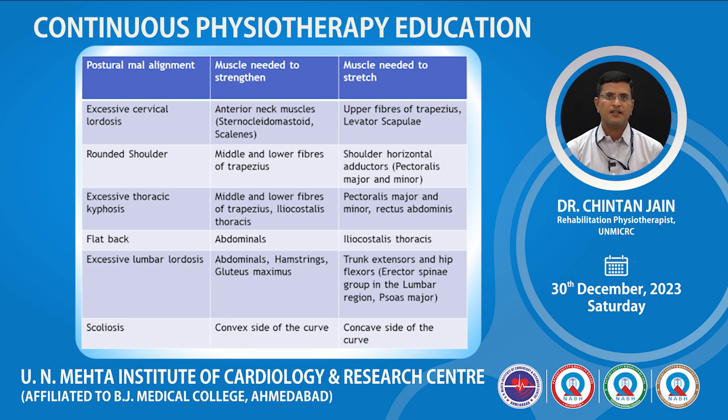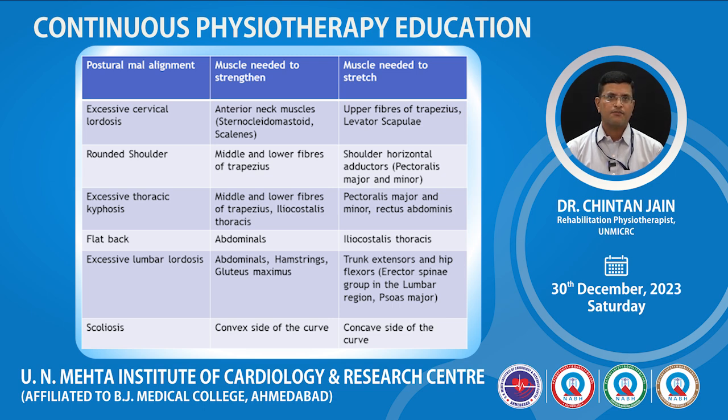Third one is excessive thoracic kyphosis. In this condition, the middle and lower fibers of trapezius and iliocostalis thoracis need to be strengthened, then pectoralis major and minor and rectus abdominis need to be stretched. The next condition is flat back posture. In this, the abdominal muscles need strengthening and iliocostalis thoracis needs to be stretched.